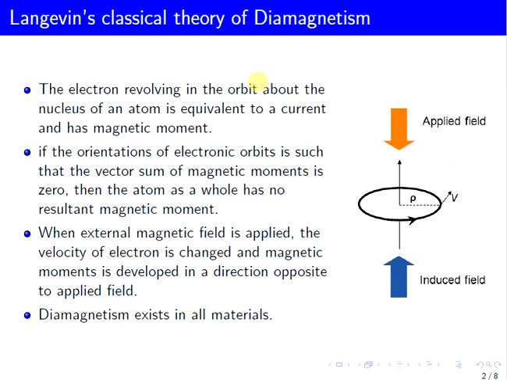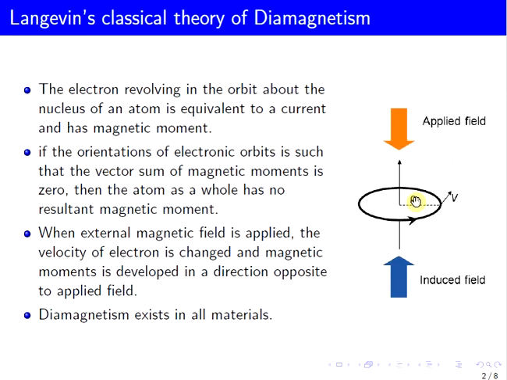As we discussed earlier, diamagnetism in a material arises due to changes in the atomic orbital states which are induced by the applied magnetic field. An electron revolving in an orbit about the nucleus of an atom is equivalent to a current, and it has a magnetic moment. If the orientation of the electronic orbits is such that the vector sum of the magnetic moments is zero, then the atom as a whole has no resultant magnetic moment.